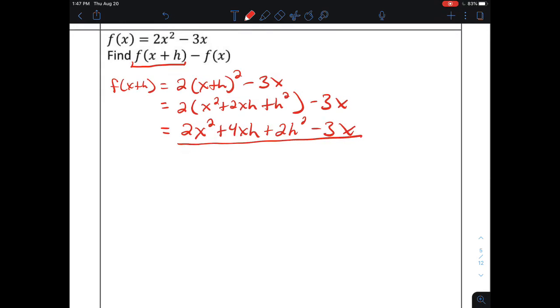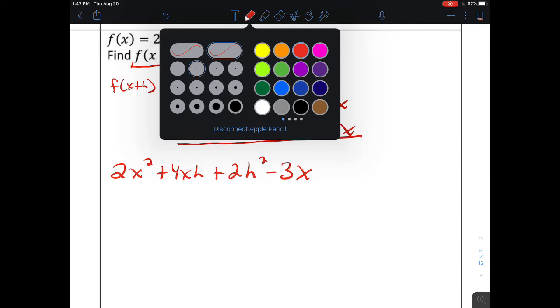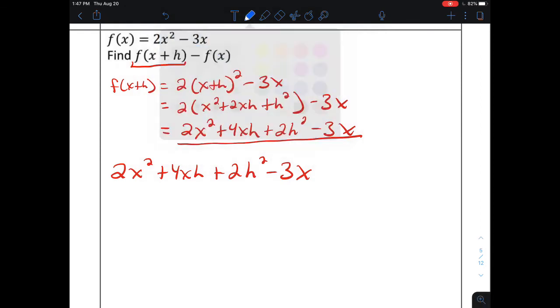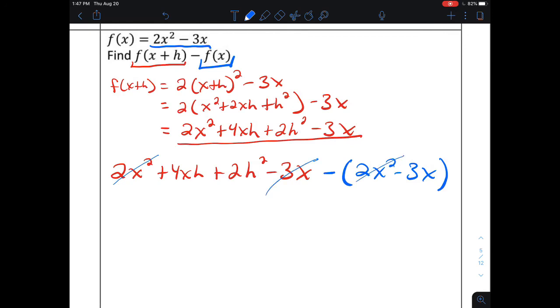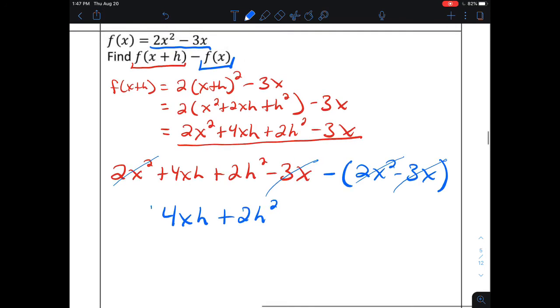And we want to take that, we want to subtract f of x from it. So 2x squared plus 4xh plus 2h squared minus 3x, and I want to subtract f of x from it. So f of x in parentheses, minus 2x squared minus 3x. And hopefully some things cancel. And I'm looking here, the 2x squareds will cancel because I'm subtracting, and the 3x's will cancel. And that will leave me with 4xh plus 2h squared.